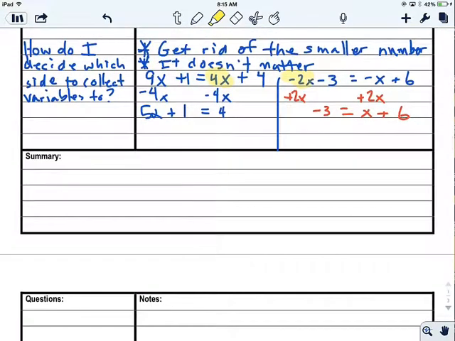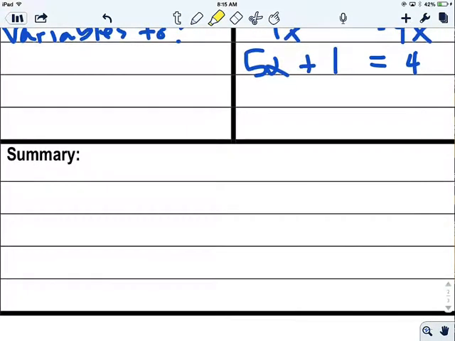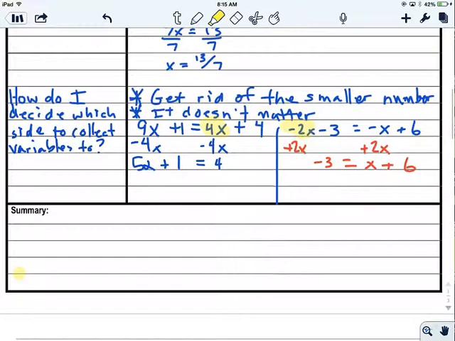When you get done watching this video, you should take the time to write a summary and try to make sense of what was going on in this little lesson here. And then good luck on the exercises.